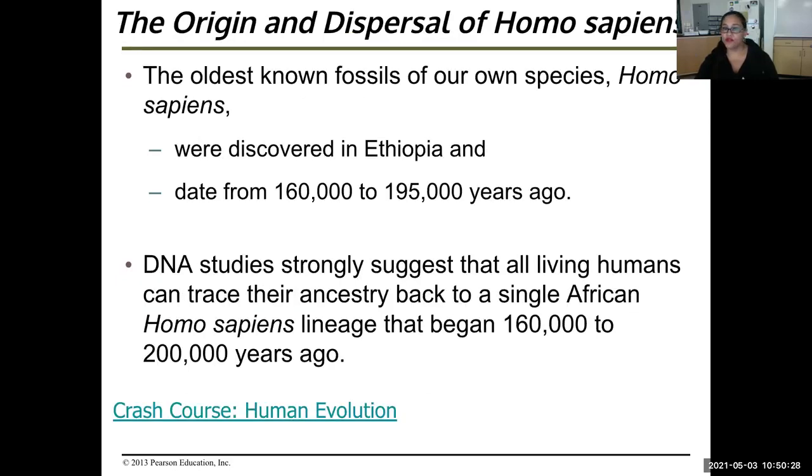The oldest known fossils of our own species were discovered in Ethiopia and date from 160 to 195,000 years ago. So we are very, very young compared to the rest of the species on this planet. DNA studies strongly suggest that all living humans can trace their ancestry back to a single African Homo sapiens lineage that began 160 to 200,000 years ago.